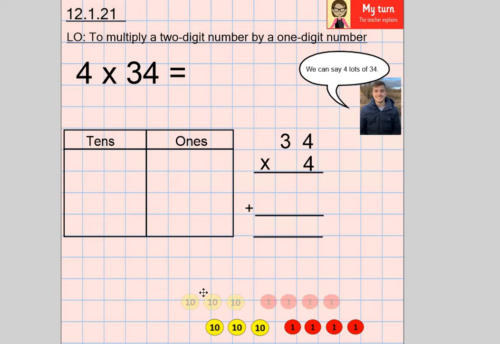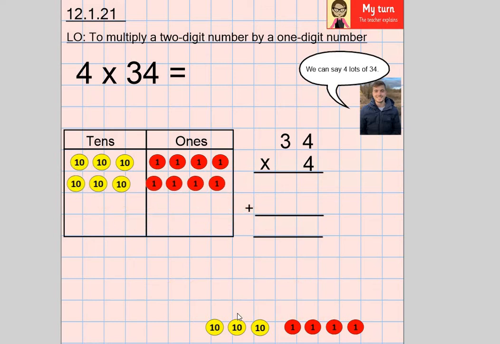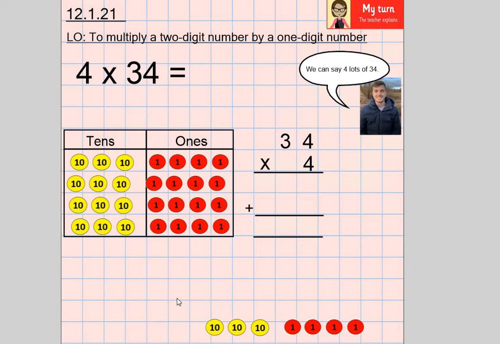So here we have 34, and you would need it 4 times. So this is your visual model. 3 times and 4 times. We're going to partition 34 into 30 and 4. We'd need to do 4 times 4 for the ones and 4 times 30 for the tens.